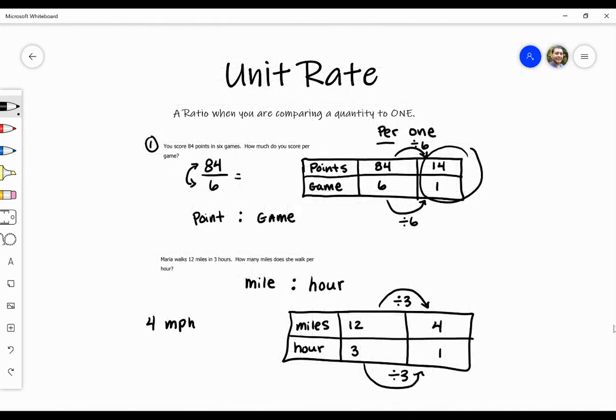All right, so that is what a unit rate is and how we fill out a ratio table to find the unit rates.